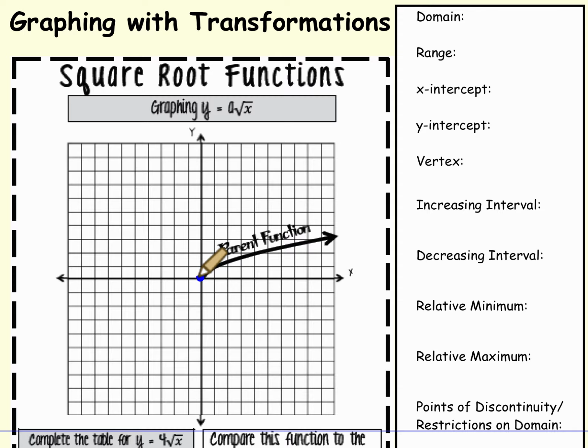So I have 0, 0. I put in a 1, I got a 4. I put in a 2, and I got 4 square root of 2. 3, 4 square root of 3. But 4, I got 8. So here is 4, 4, 5, 6, 7, 8.